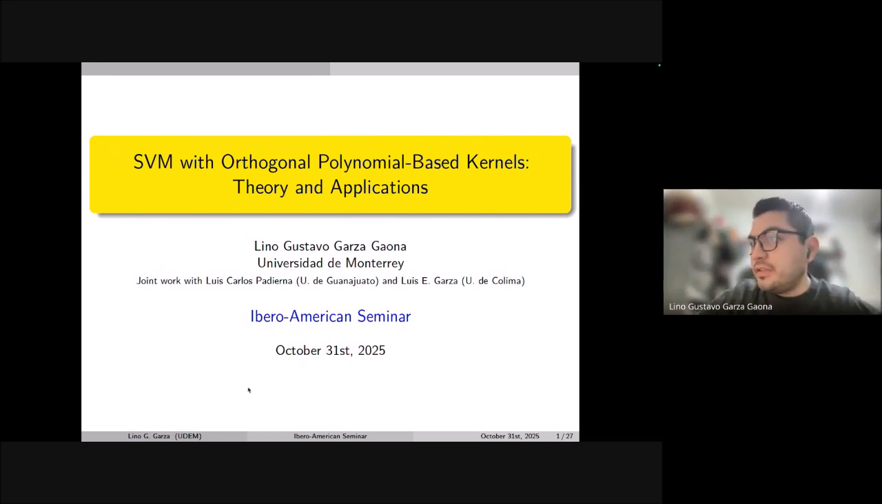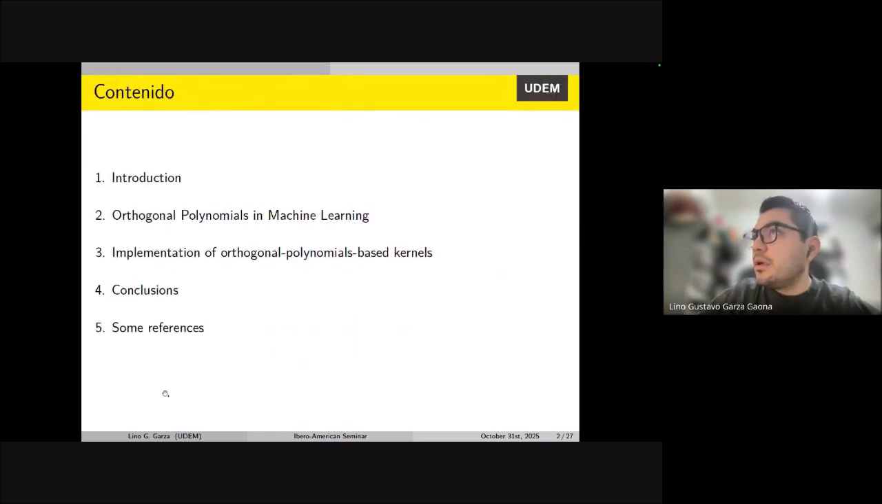First, I'm going to start with a brief introduction of the concepts we're going to need in the talk. Then I'm going to present some of the uses orthogonal polynomials have had in machine learning and the implementation of these kernels based on orthogonal polynomials, which is the main work. I'm going to make some conclusions and present some references.